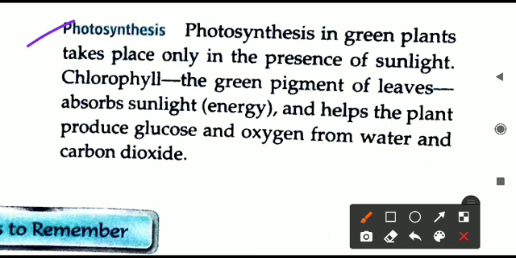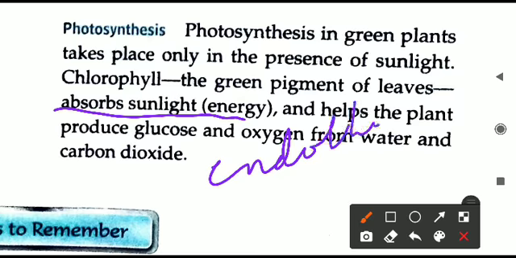Next, photosynthesis. In photosynthesis, food is prepared in plants in the presence of sunlight only. Sunlight is giving heat energy to the plants, and basically absorption of energy is taking place. Because energy is being absorbed, photosynthesis is also an endothermic change.